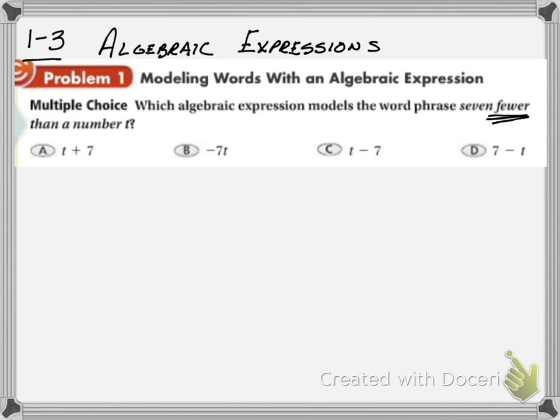In this one, it says, which algebraic expression models the word phrase 7 fewer than the number t? Well, obviously with fewer, we're talking about subtraction. So we're looking at C and D. Which one is 7 fewer than the number t? They mess you up by putting the number 7 first and then following up with the number t, so they want you to lean towards D a little bit. But when you're talking about 7 fewer than the number t, you're talking about, okay, that person has 7 fewer than me. That takes my number, whatever we're talking about, minus 7. So my correct answer here is going to be C.